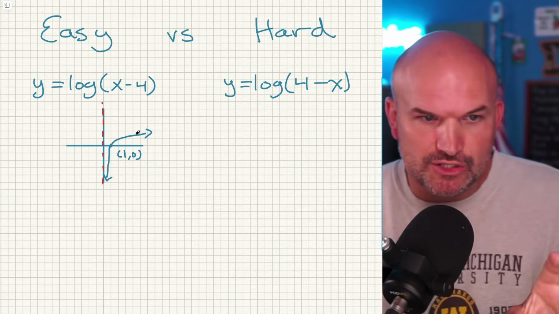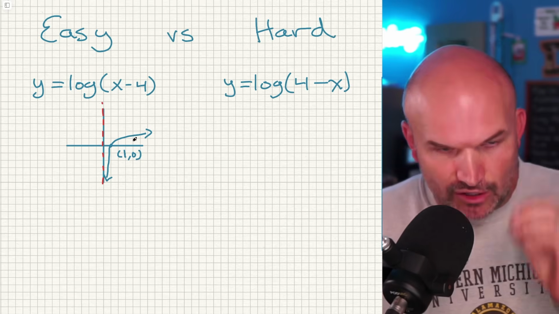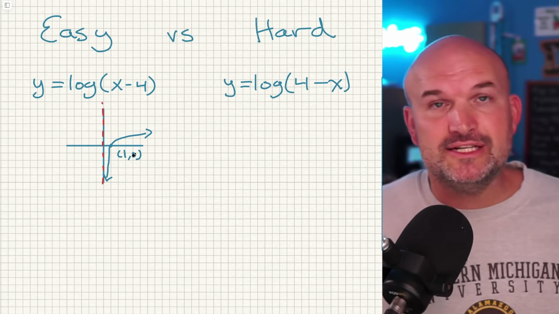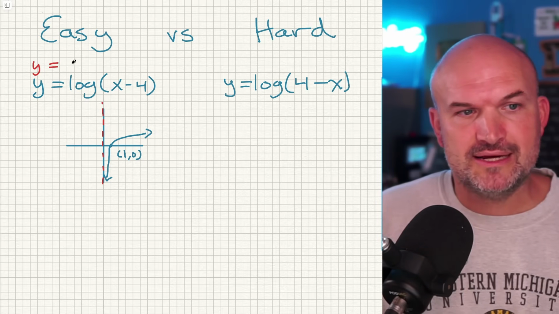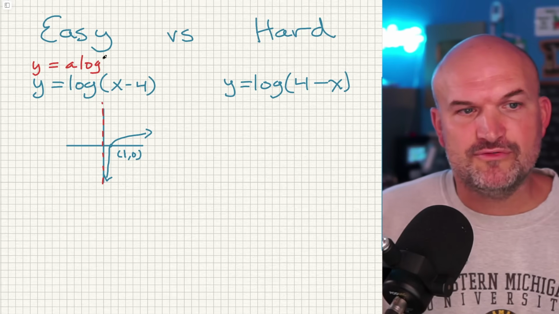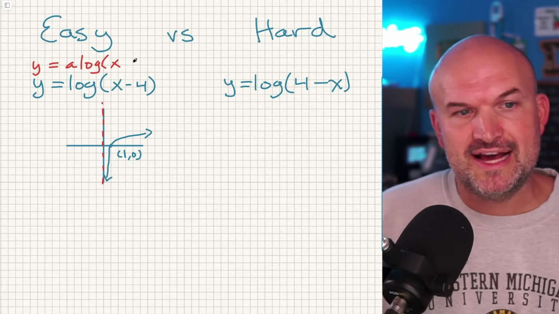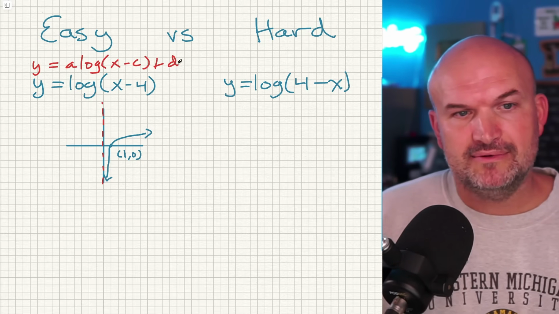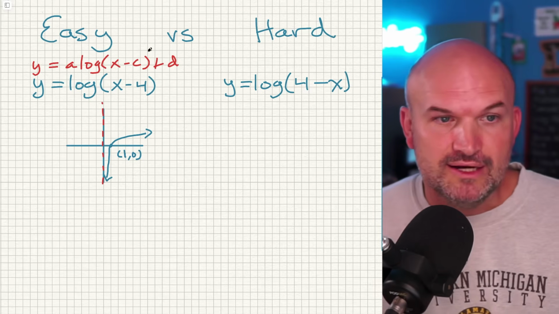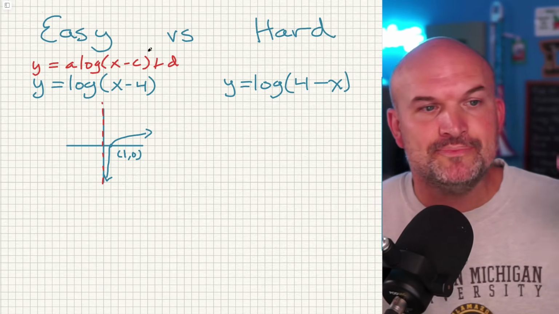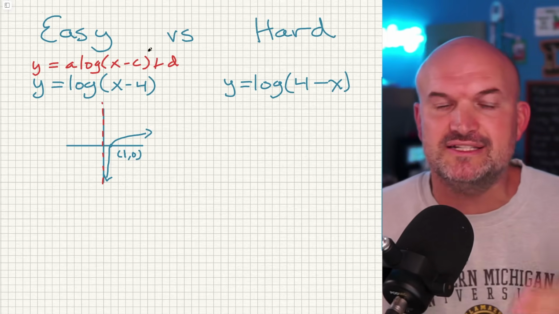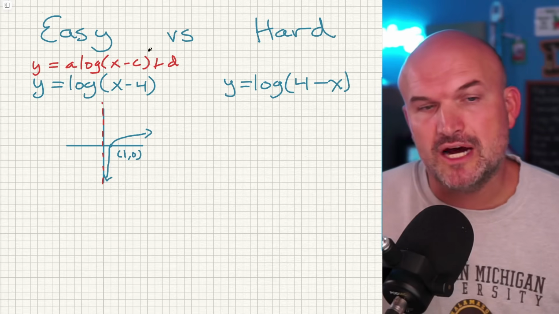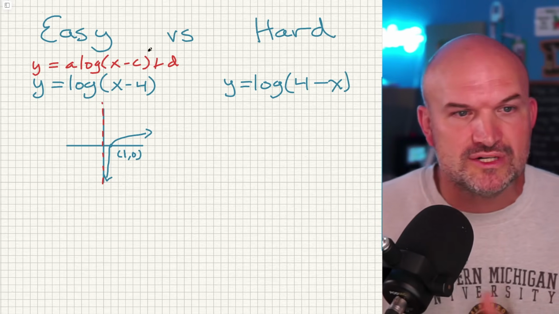Once we have the parent function identified, now we need to understand the transformations. When we're first learning transformations, a lot of times we talk about this format: a times log of (x minus c) plus d. And again, this is for any function. These transformations are going to be the same. A is a vertical stretch or compression or a reflection about the x-axis. D is a vertical shift up or down, and c is a horizontal shift left or right.